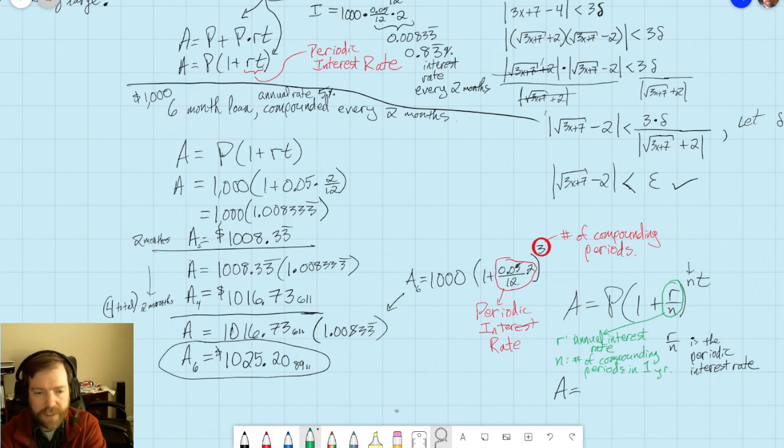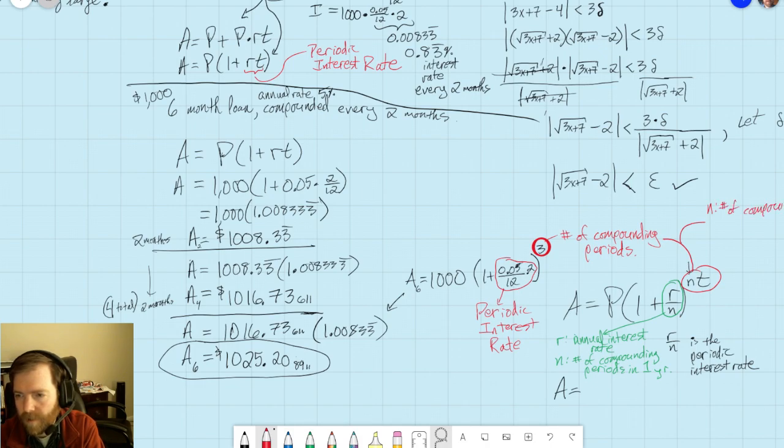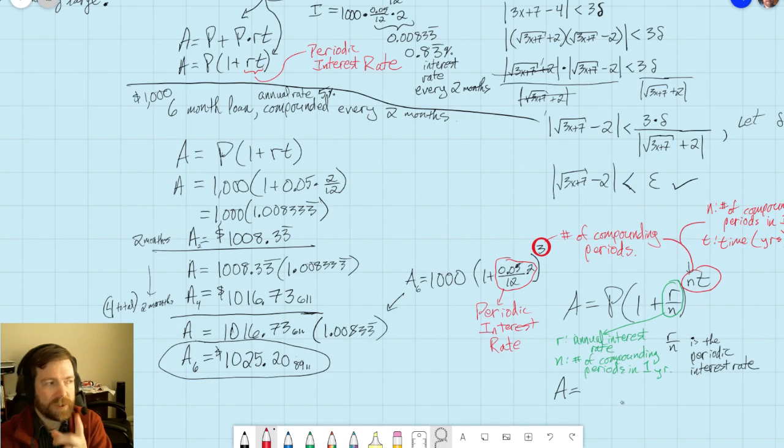All right, then NT over here is, I mean, it's right there in red, the number of compounding periods. But how do we get that? N was the number of compounding periods in 1 year, and T was the time, but we have to make those units agree.